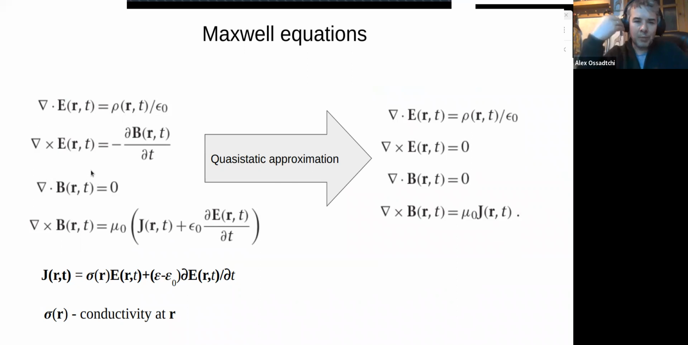We started to look at Maxwell equations, and Maxwell equations tell you that the divergence of the electric field is equal to the density of charges. This is reasonable, right? You can think of a single positive charge, and you have arrows pointing outward, so that's a source of the electric field.